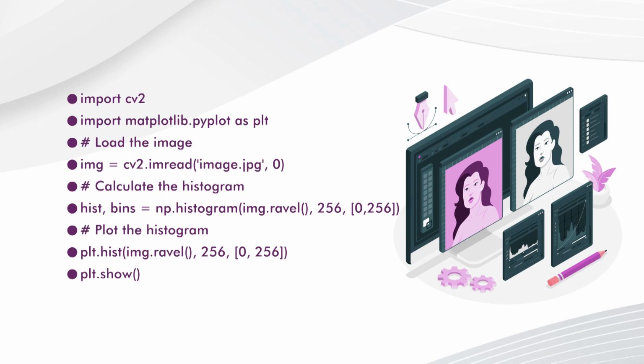This is a simple code you have to apply and you can learn the output. First of all, we have to import the library, then load the image, calculate the histogram and plot the histogram. For plotting, we need the matplotlib library function.